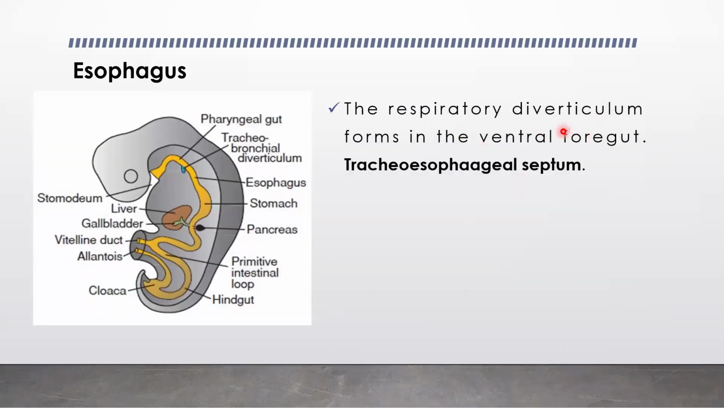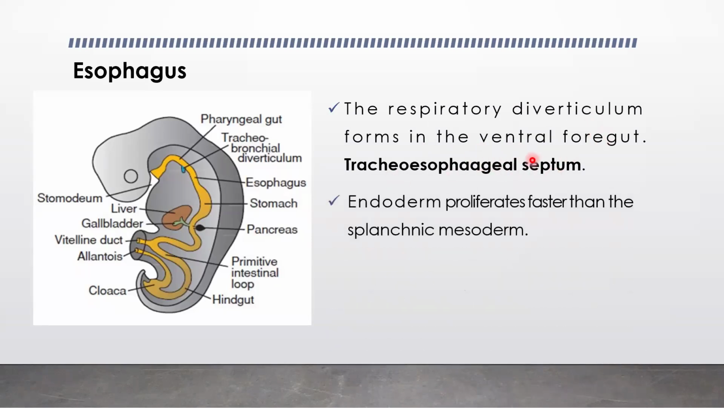And the respiratory diverticulum forms in the ventral foregut, that is the tracheoesophageal septum we talked about. And then the endoderm now. Before we talk about this endoderm proliferating, at this point we've already separated the tracheobronchial diverticulum, the lung buds, from the primordial gut. So at this point you have the primordial gut, the pharynx. What will happen is that the endoderm, the inner lining of it, undergoes proliferation. It will proliferate to give us a solid stage.